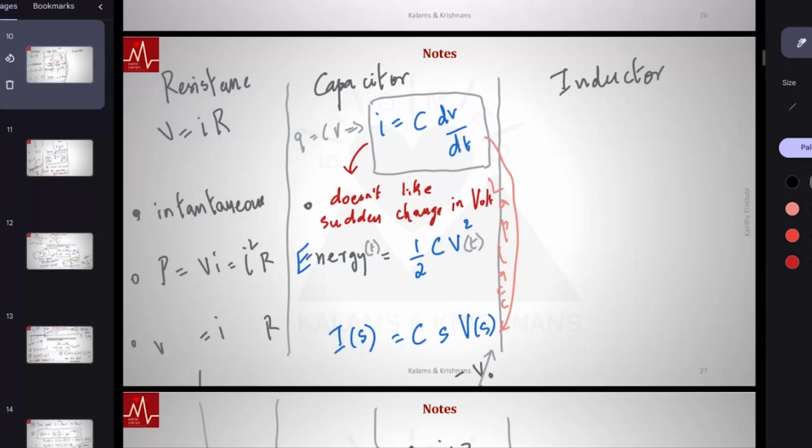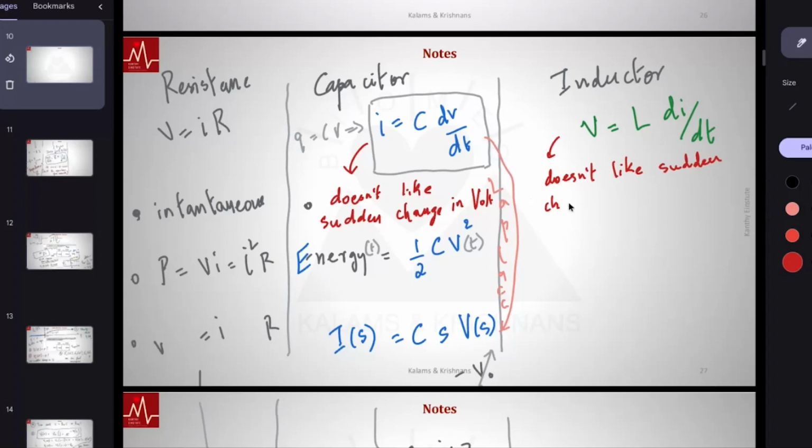So this is fairly simple. Let's write it clean. V is L, the self-inductance, di by dt. And this says an inductor doesn't like sudden changes in time. I write it. Can someone complete it? Sudden changes in current. Got it.